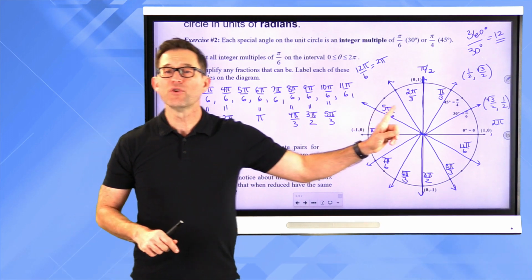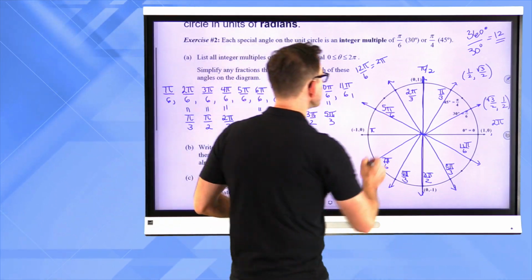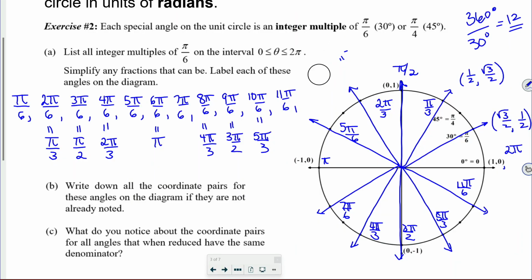All right, well, 2 pi over 3, all I have to do is take the point at pi over 3 and reflect it across the y-axis, and we'll have the coordinate pair, let me just erase this so that we have some room, negative 1/2, comma root 3 over 2. Likewise, pi over 6 reflected across the x-axis is going to then give us the coordinate pair negative root 3 over 2, comma positive 1/2. When I go down to 7 pi over 6, I can reflect the coordinate pair at 5 pi over 6 across the x-axis, giving me negative root 3 over 2, comma negative 1/2.